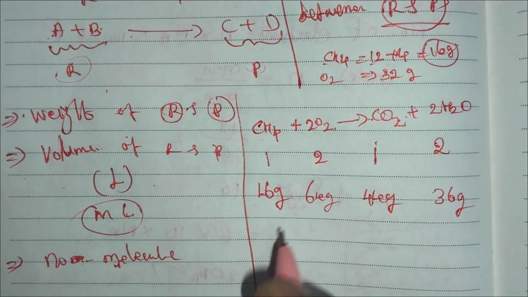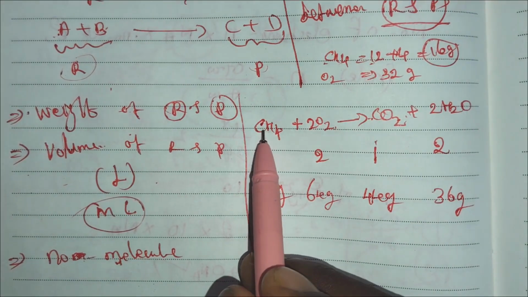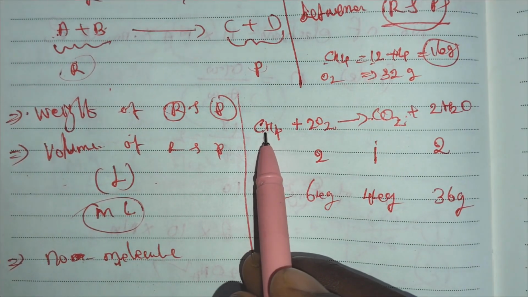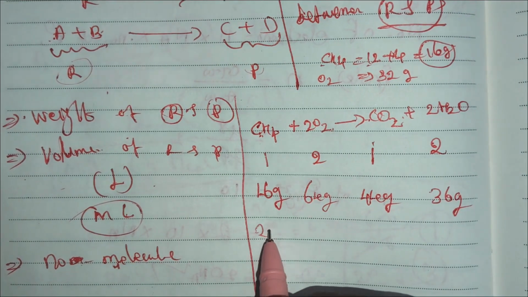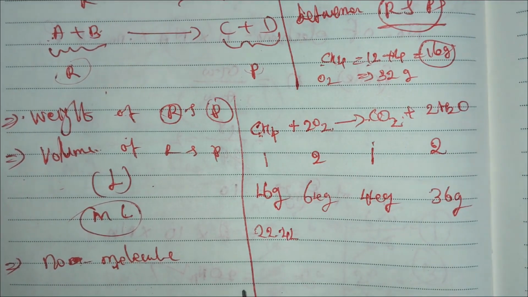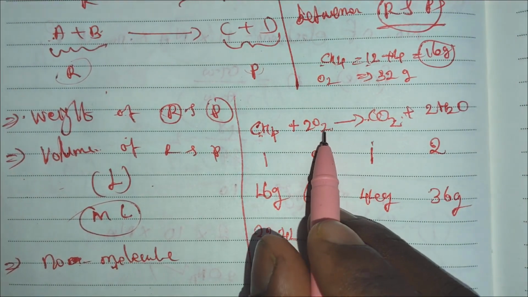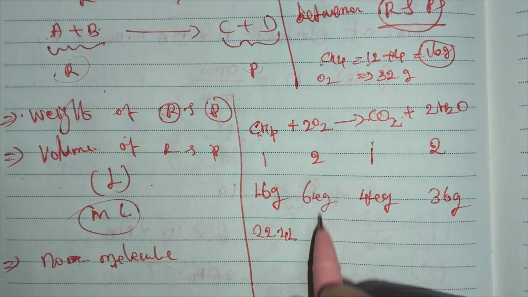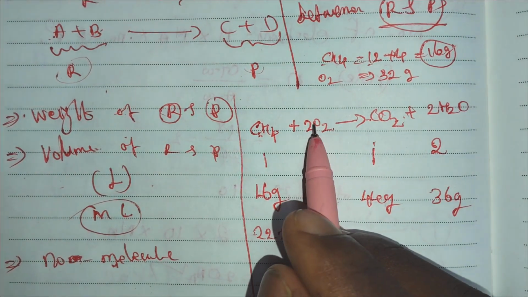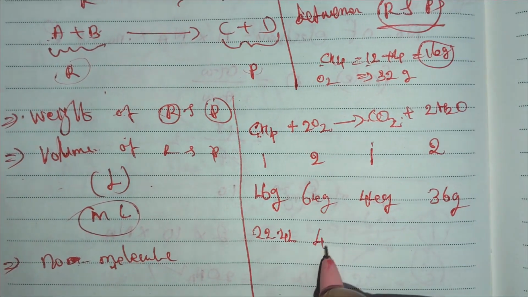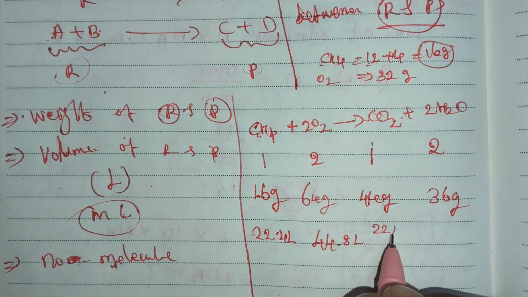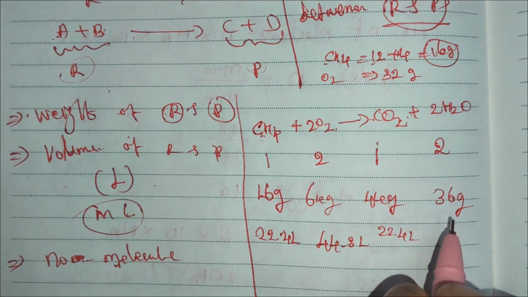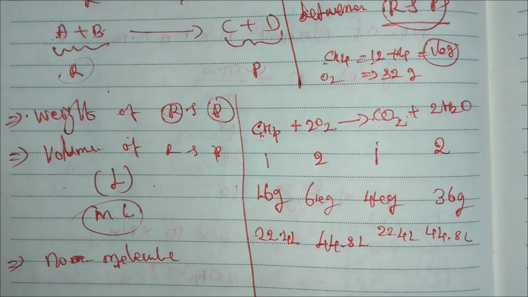And there is a volume relation. Suppose this methane is considered as only one molecule, that is only 1 mole. 1 mole of gas occupies 22.4 liter volume, and there are 2 moles of oxygen, so it's double the volume, because it's 2 moles. So here it's 44.8 liter, and carbon dioxide has 22.4 liter, and similarly water has 44.8 liter.